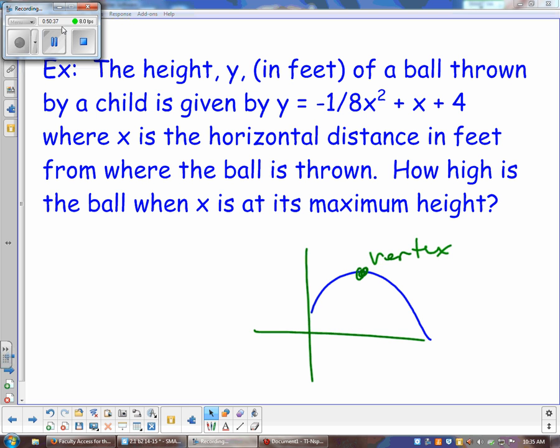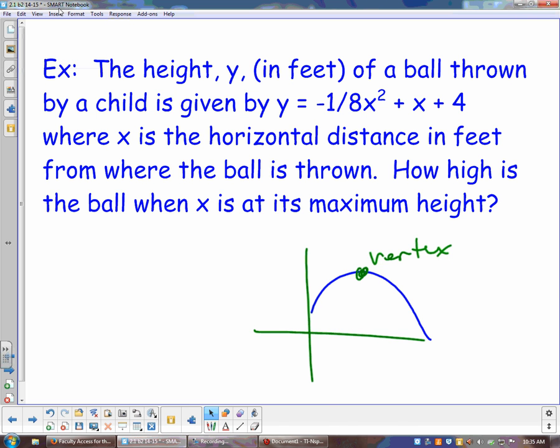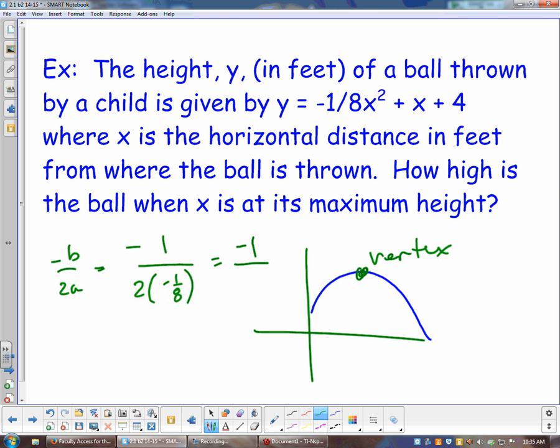Okay, so with this problem, if we want to do negative b over 2a, did you do the opposite of 1 over 2 times a negative 1/8? Does that look right? So I get a negative 1 over negative 1/4. And that's the same as negative 1 times a negative 4 over 1, which is a positive 4. Everybody agree? So that's telling me that this vertex here is the ordered pair 4, comma, something.